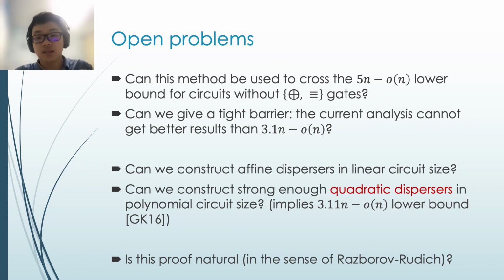On the other side, can we construct affine dispersers in linear circuit size? This problem has independent interest in the theory of extractors. And can we construct strong enough quadratic dispersers with polynomial sized circuits? This can be used to imply a 3.11n lower bound by GK16. Finally, is this proof using gate elimination natural in the sense of Razborov and Rudich? This is a problem I personally am very interested in, since the procedure of gate elimination seems to heavily use the structure of the circuits, which does not seem to be natural.